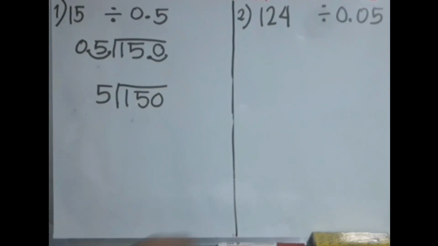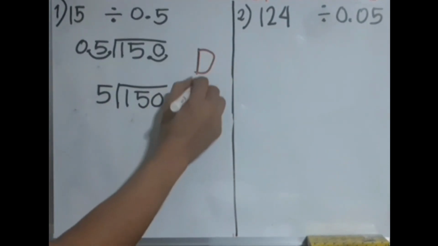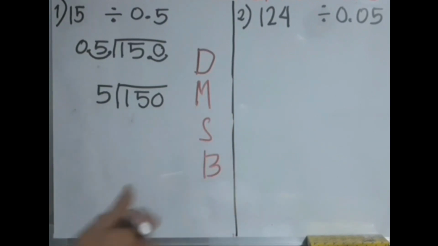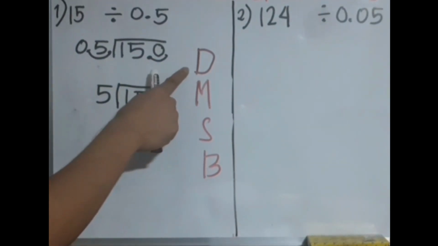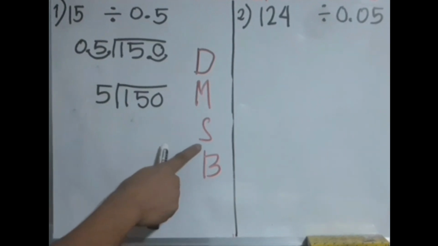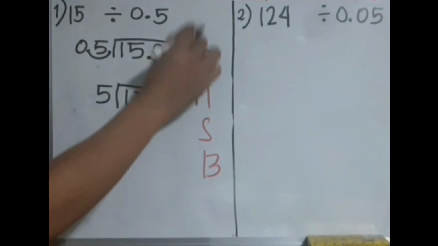Now, we can divide using the following steps. We have the D, we have the M, we have the S, and B. Now, what do you mean by D? D means divide. M means multiply. S means subtract. And B means bring down. Now, let us do the following step. So, first, let us divide.